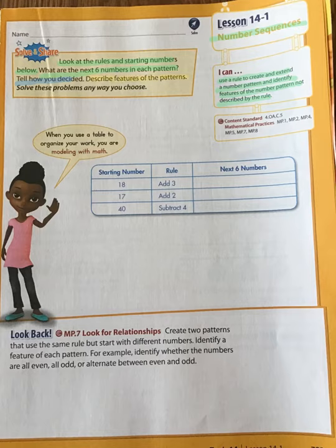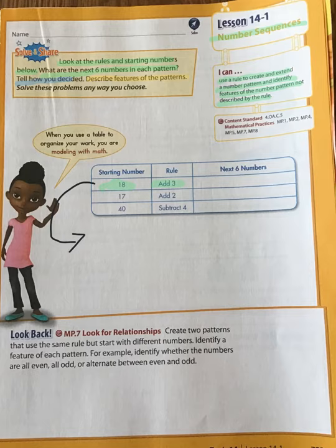Go ahead and pause the video and see if you can figure out what the next numbers are and what the features of the pattern are. All right, let's take a look at our first pattern. We always want to pay attention to our starting number. So here our starting number is 18 and it is asking us to add 3. So we are going to write the next 6 numbers in the pattern, and I'm just going to draw an arrow down here so it's easier for me to write and for you to see.